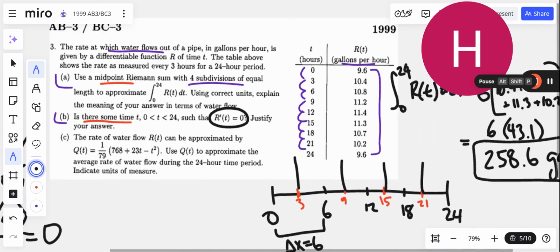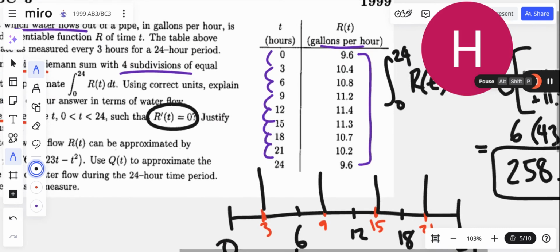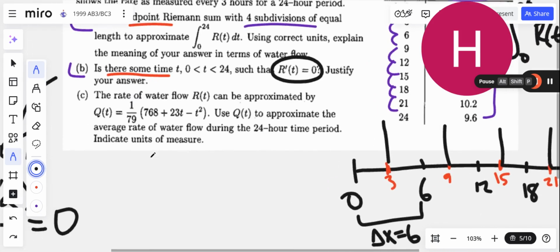Yeah, there's no units required there. You just have to say that since the average slope was 0, then at some point the derivative was 0. Might have been many points that the derivative was 0. Could be many different points. But we know for sure that at least one point. Okay, part C.